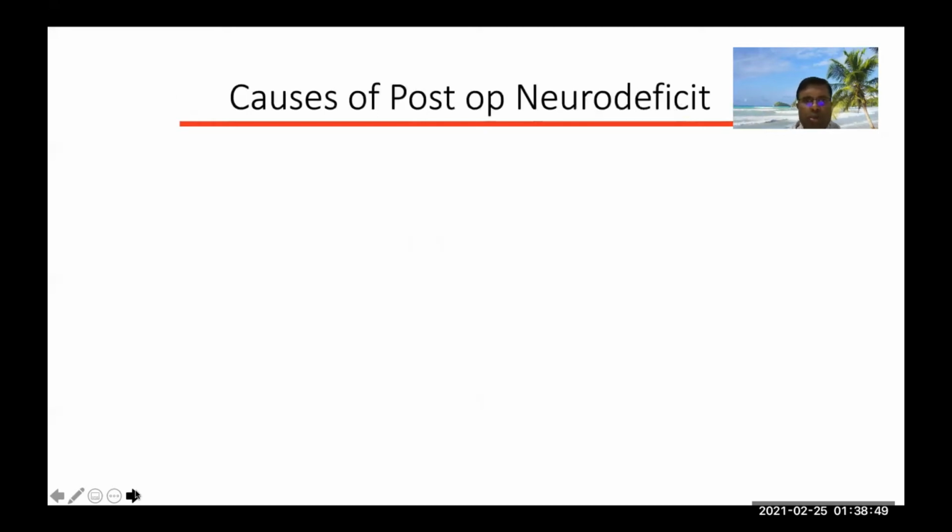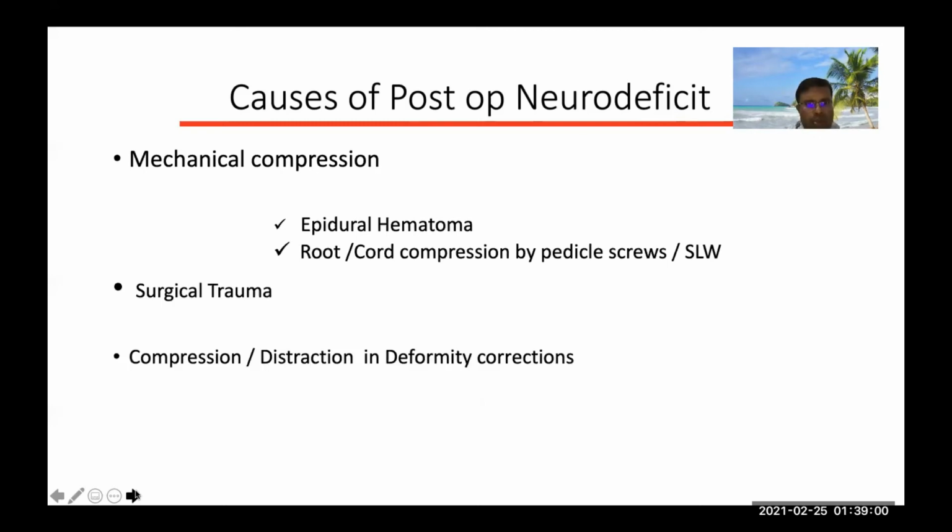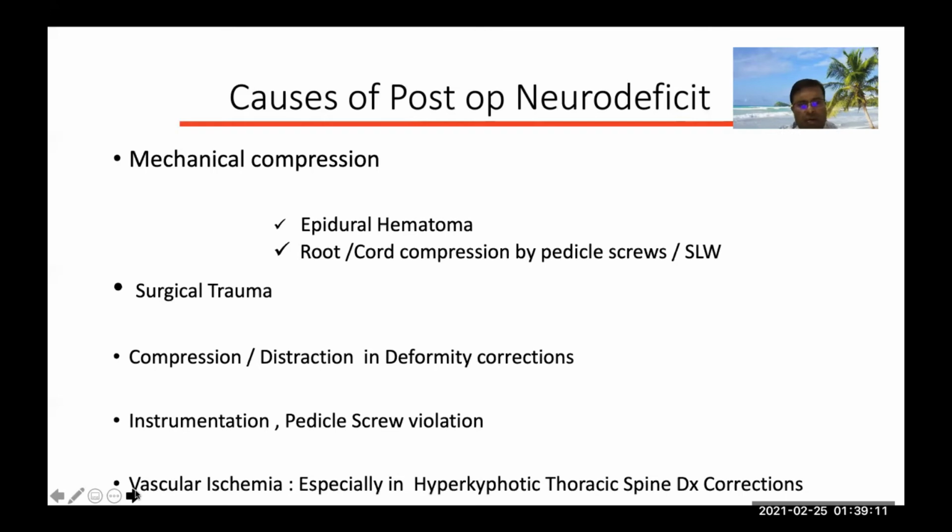Now, what are the causes of post-op neurodeficit? Most common is mechanical compression by epidural hematoma, root or cord compression by pedicle instrumentation, surgical trauma or neural tissue handling, compression or distraction, especially in deformity corrections, or instrumentation errors like a pedicle violation intraoperatively, and very occasionally vascular ischemia or cord ischemia, especially in hyperkyphotic thoracic spine deformity corrections.